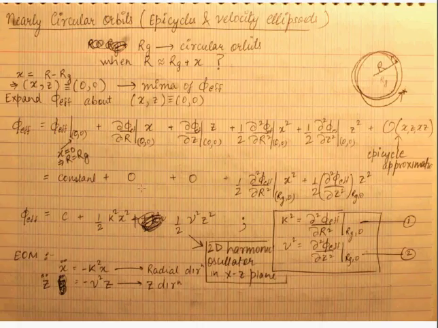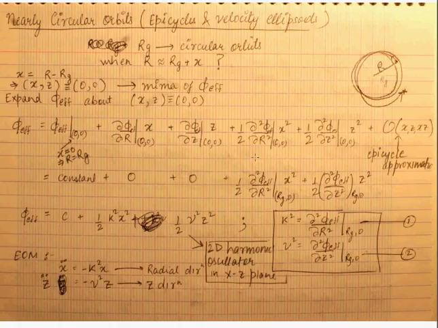Plus this term would be 0 over here, because we know when del phi effective over del R at x equals 0, meaning del phi effective over del R at R equals RG, we know that's the minimum condition for phi effective, so this term would boil down to 0. And similarly, del phi effective over del Z when evaluated at Z equals 0 would be 0.